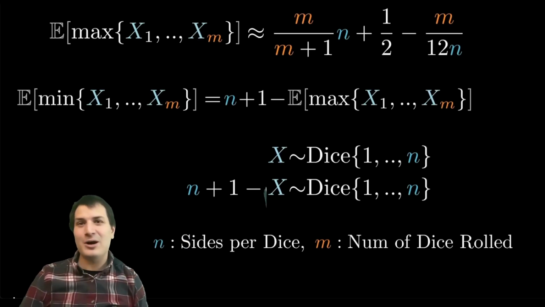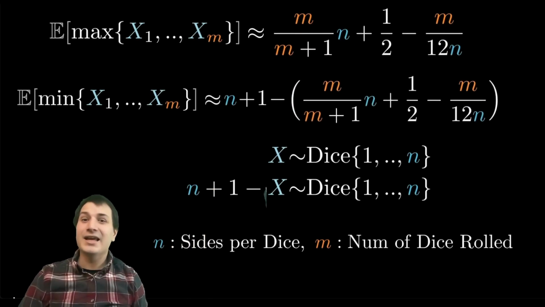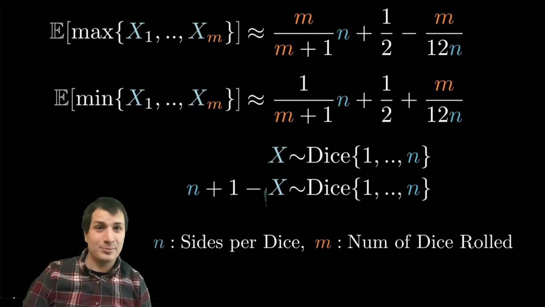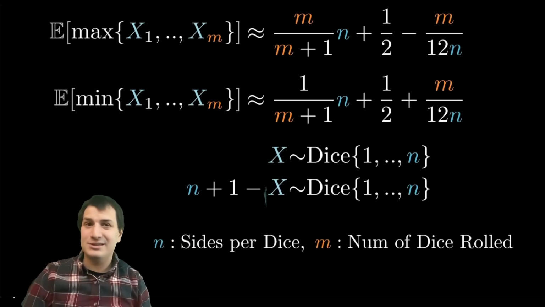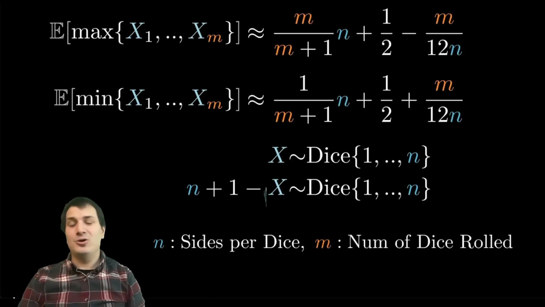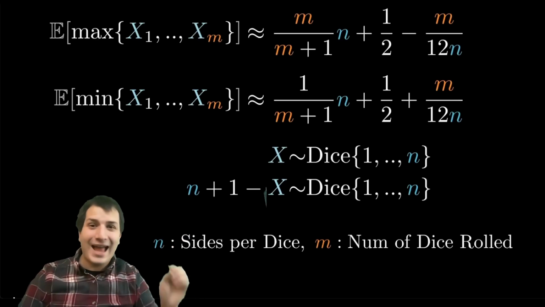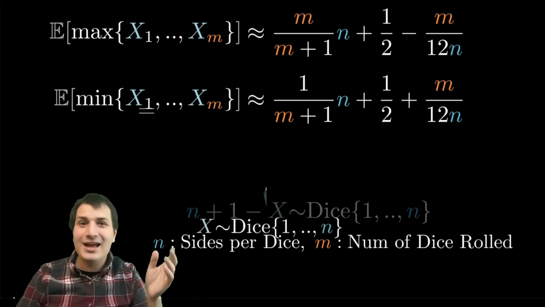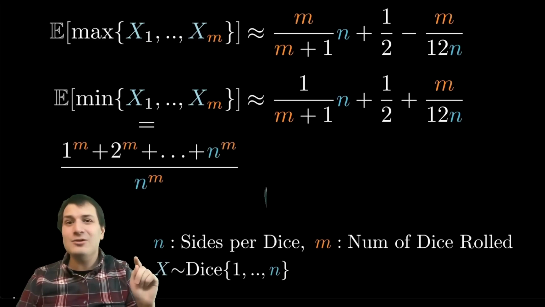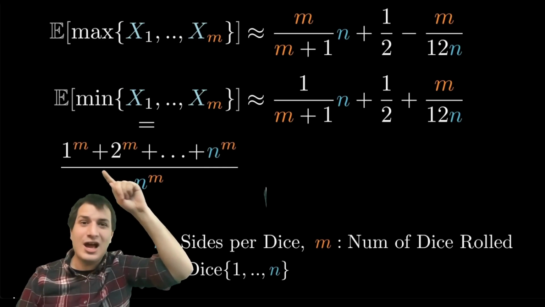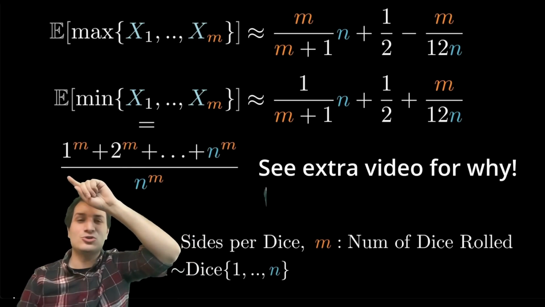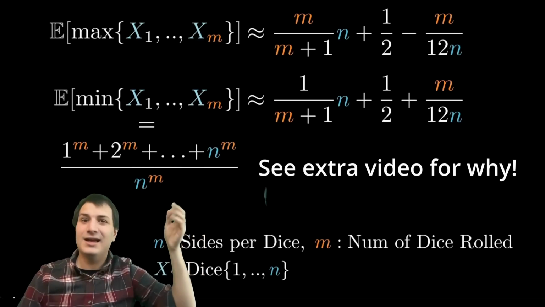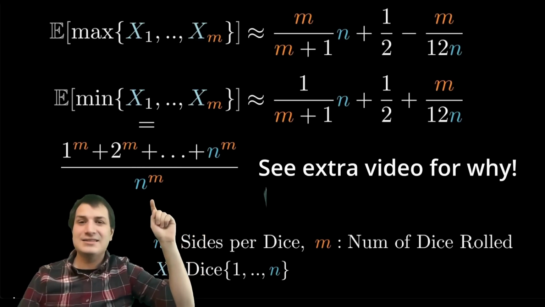And now, of course, if we have an approximation for the maximum, we can plug that in and get an approximation for the minimum. This approximation looks very similar to our maximum approximation. It's 1 over m plus 1 times n plus a half plus m over 12n. And this one is actually extra exciting because it turns out you can write the minimum in a very nice way. On average, the minimum is exactly equal to this sum of powers. You do the sum of the integers 1 plus 2 plus 3 all the way up to n, all to the power m, and you divide it by n to the m.